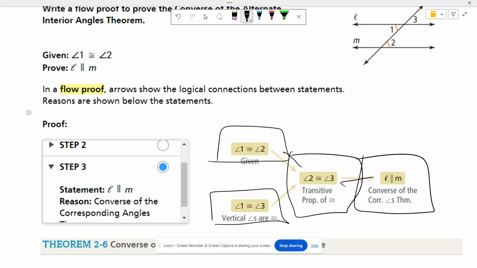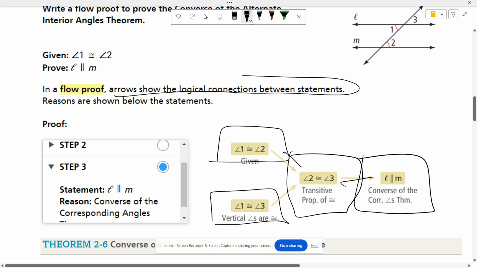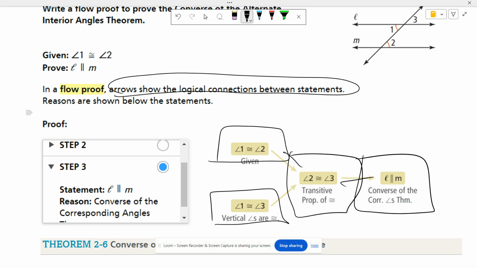That is your last vocab word of the chapter. So write that down, please. Arrows show logical connections between statements. Like I said, that's your 8th and final vocab word of this chapter. But we'll wait to take the vocab quiz until basically the day we take the test.